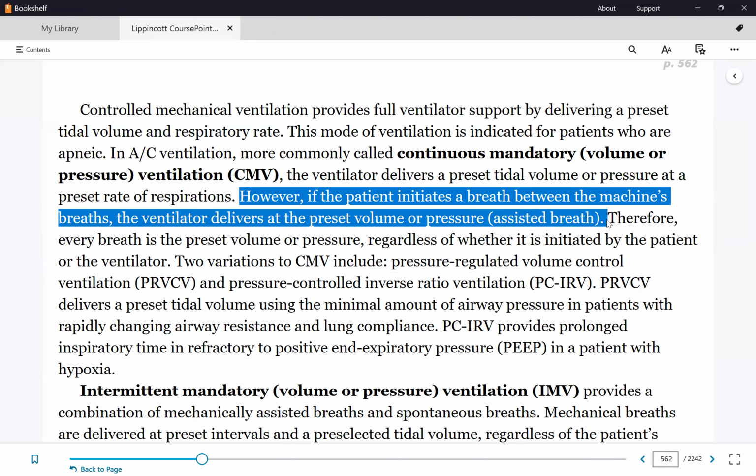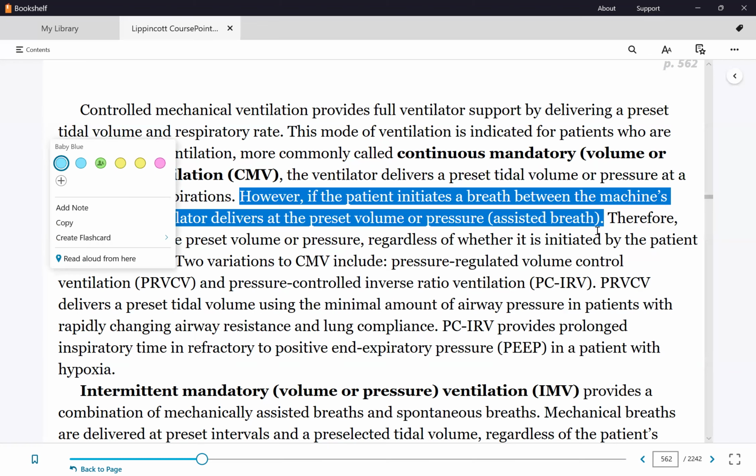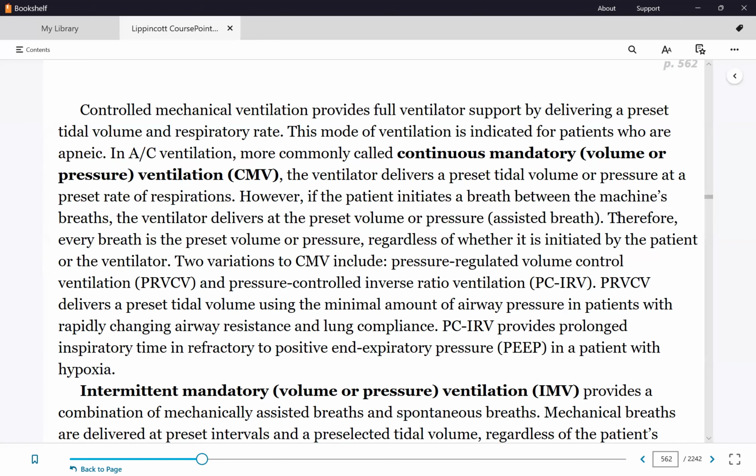So is the patient allowed to take a spontaneous breath here? Yes, the patient can breathe. However, when the patient initiates a breath, this is where that trigger, that sensitivity comes in. Let's say the patient got a breath from the ventilator, 400. Before the 6 seconds is up, the patient initiates a breath. The ventilator senses that, oh, you want a breath. Here you go. The patient will receive 400 ml.